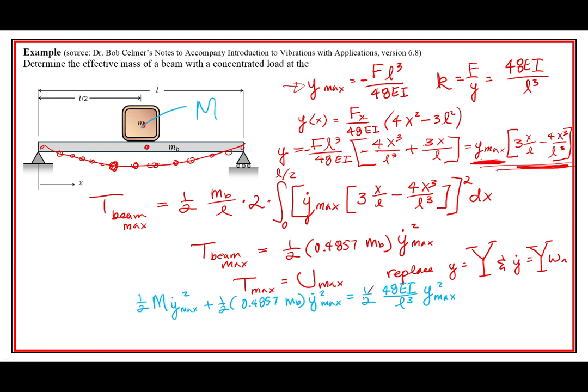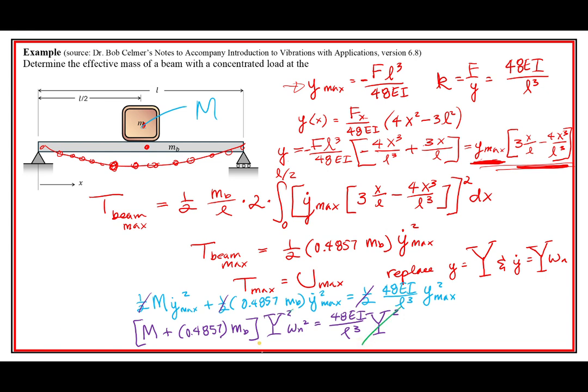And one thing we notice, we have the 1/2 go away. We go ahead and lump some things together: M plus 0.4857 MB, times Y squared omega n squared, equals 48 EI over L cubed times big Y squared.